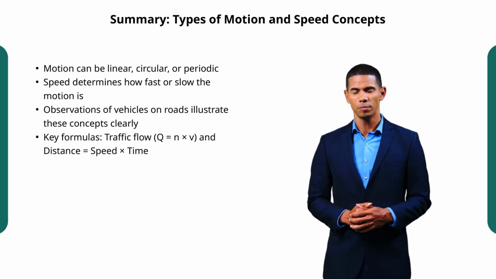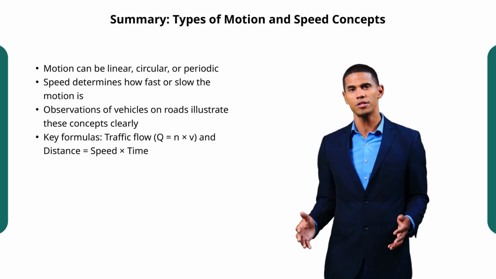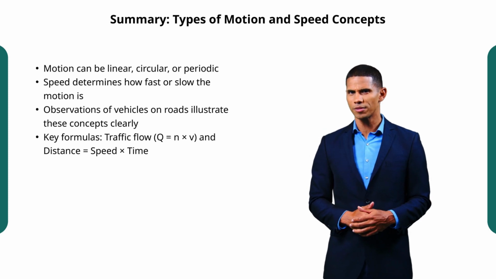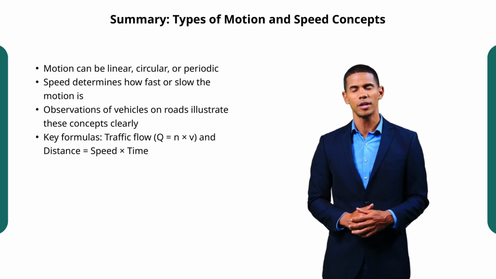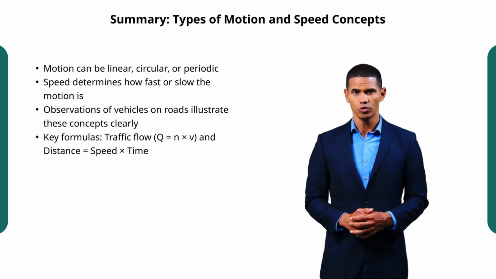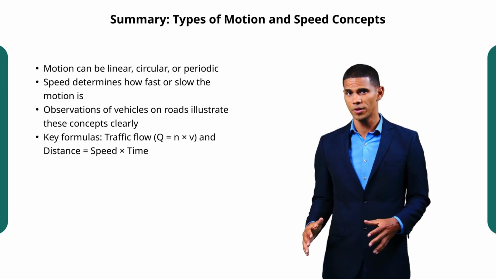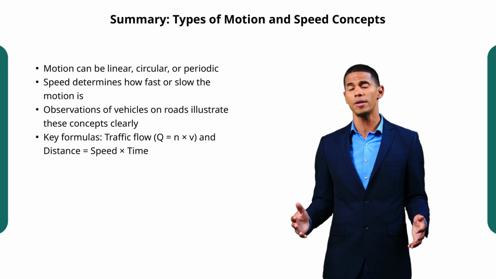We've covered quite a bit on motion today, haven't we? Let's take a quick recap to make sure the key points stay with you. Remember, motion happens in different ways: linear, circular, or periodic. Soldiers march in straight lines, bicycle pedals spin in circles, and swings oscillate back and forth periodically.